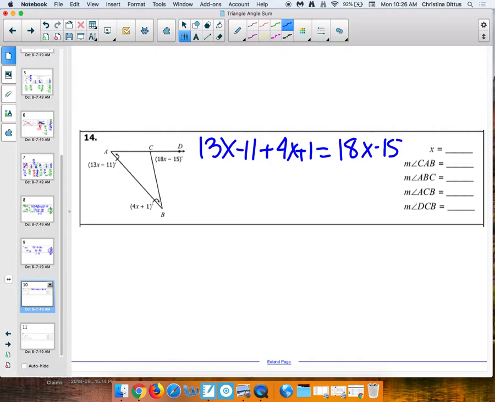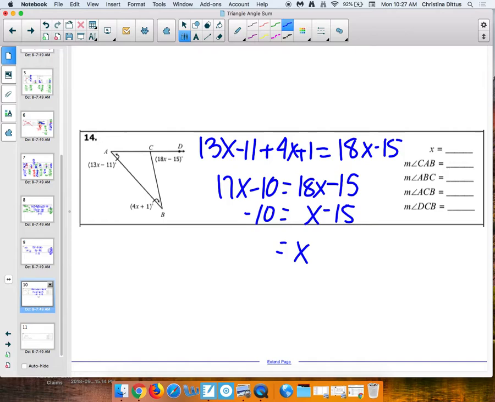On the left, how much x do I have? 17x minus 10. On the right, I still have 18x minus 15. What should I do next? Minus my 17x, I have 1x. Then what? X is 5.